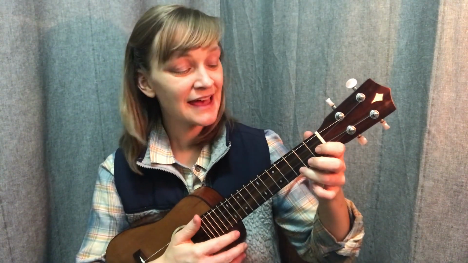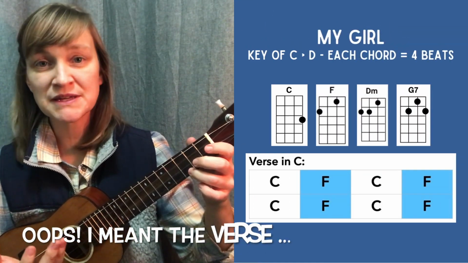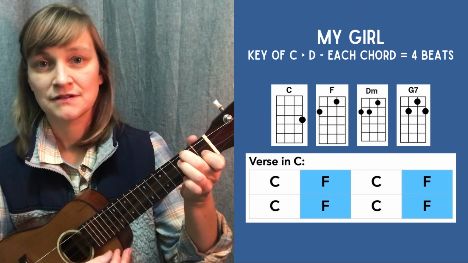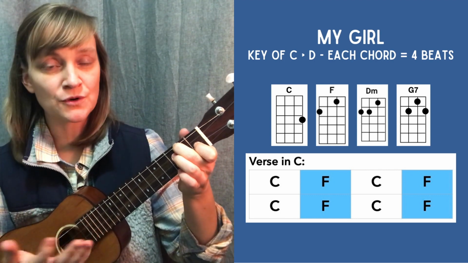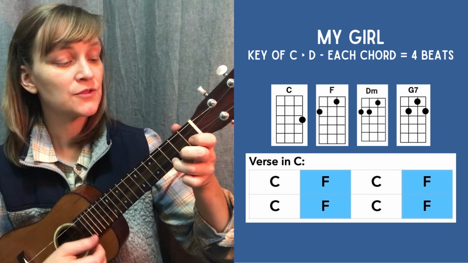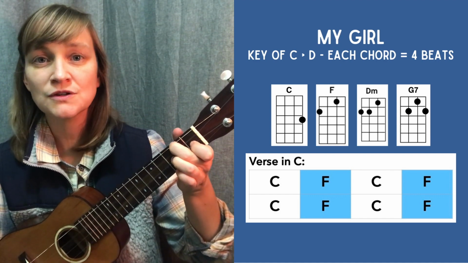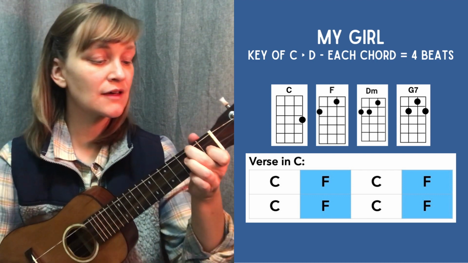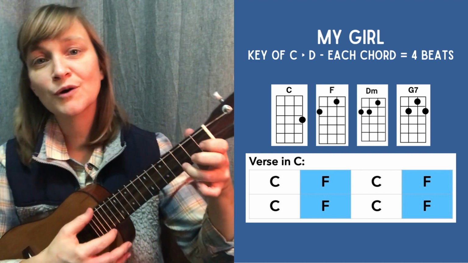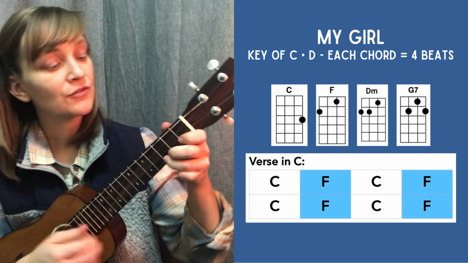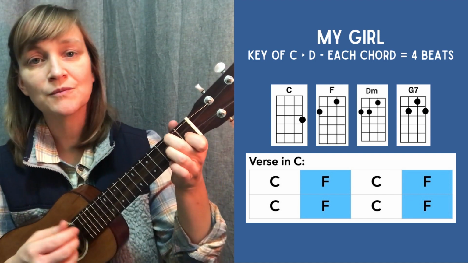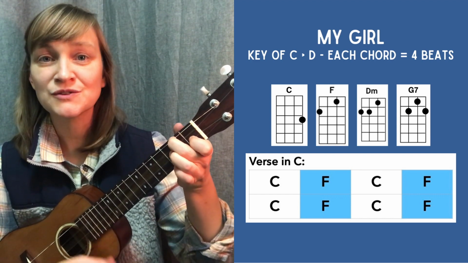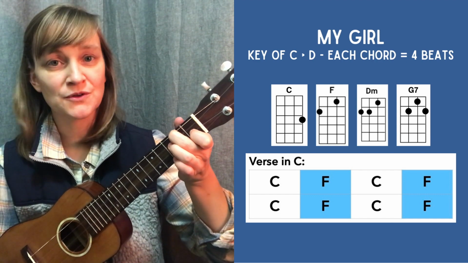Starting with the verse, and again in the key of C, it's basically just 8 bars back and forth between C and F. We essentially just go back and forth 4 times. 1, 2, 3, 4 to F, 2, 3, 4, and back to C, 2, 3, 4, to F, 2, 3, 4. One more time to C, and F. That's all there is to the verse.